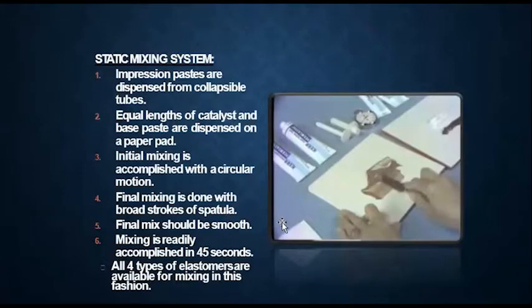For a static mixing system, the impression materials are dispensed from collapsible tubes. It's necessary to take equal lengths of the base and catalyst, and then you mix using a circular motion. Once you get a streak-free mix, you can use it.